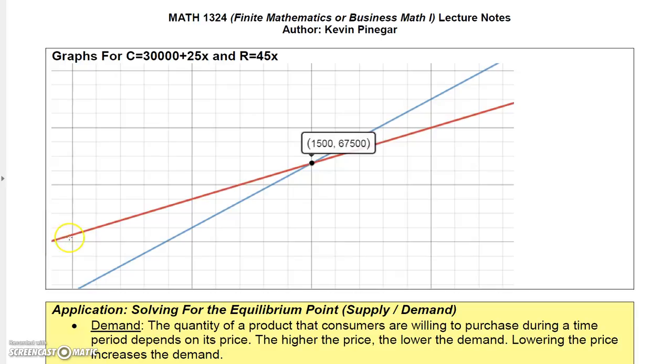The red graph is the cost function, and the blue graph is the revenue function. So the blue graph is R equals 45x, and the red graph is the cost function. Notice to the left of this break-even point, your revenue is below cost, so therefore you're experiencing a loss. But once you get to the right of this number, your revenue is above your cost, so therefore you're experiencing a profit. And that's why you want that break-even point, so you know where you begin to get a profit, because that's the good stuff, right?